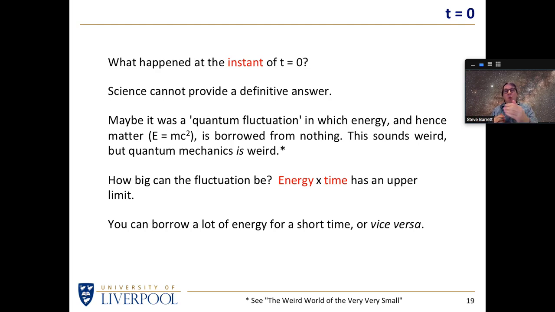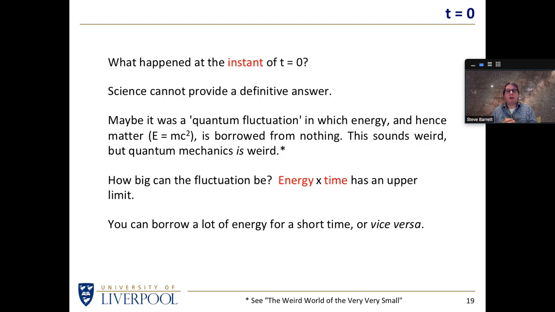If you borrow £1 from the bank, the interest rates are probably not high enough for you to worry too much about accruing some interest, and it'll be a long time perhaps before you pay it back. But if you borrow £1 million with the same interest rate, you'll be very keen to pay back that loan as quickly as possible. And the argument here with the physics is you can borrow energy from nothing as long as you pay it back before the universe has time to notice that you've borrowed it.